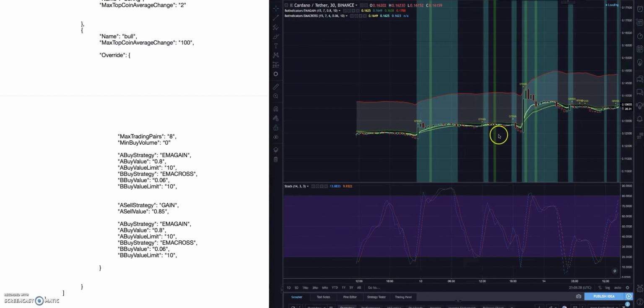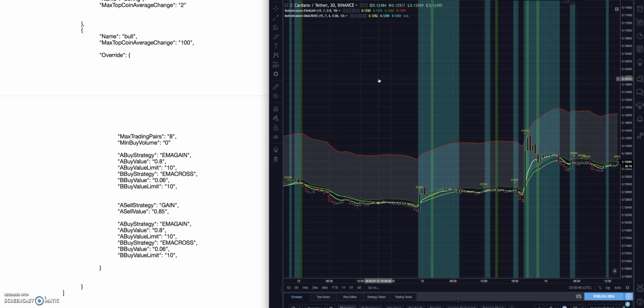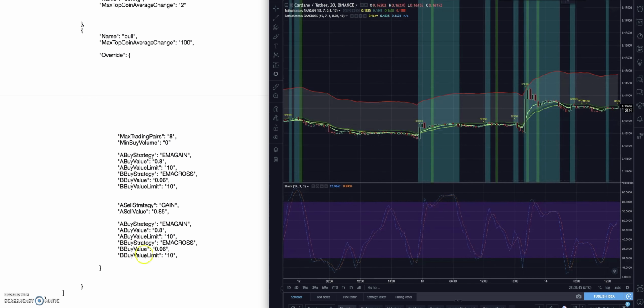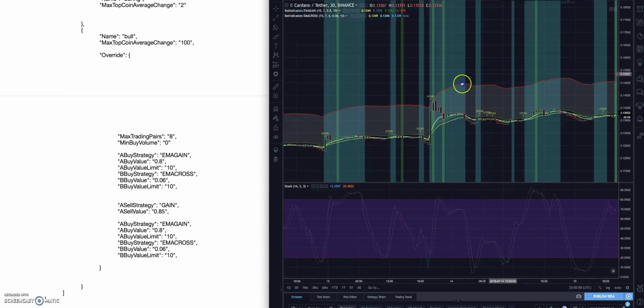And you can see, look at this pump right here from the bottom to top in a 30-minute candle. You're dealing with a 10.5% gain, and you're seeing super impulsive candles. And guess what? If you're using EMA gain in the negative direction, you're never going to get a buy in these situations. Same with low BB. You're never going to get a buy.